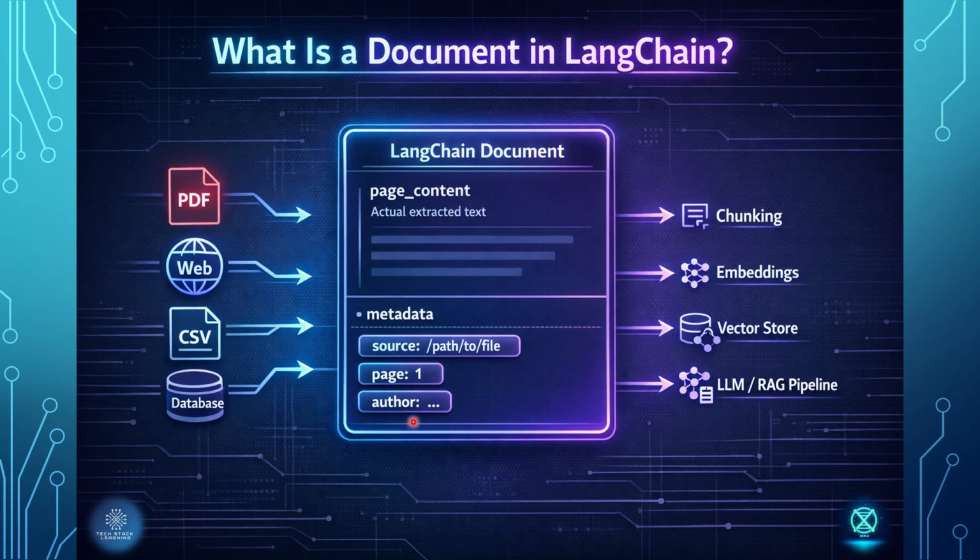Each document has a page content, basically containing the actual extracted text, and a metadata dictionary storing context like the source file, URL, the page number, the author, or timestamp. This structure allows the content to be seamlessly integrated with text splitters, embeddings, vector stores, or retrievers, which ensures the LLM has both the information and its context for accurate reasoning and retrieval.